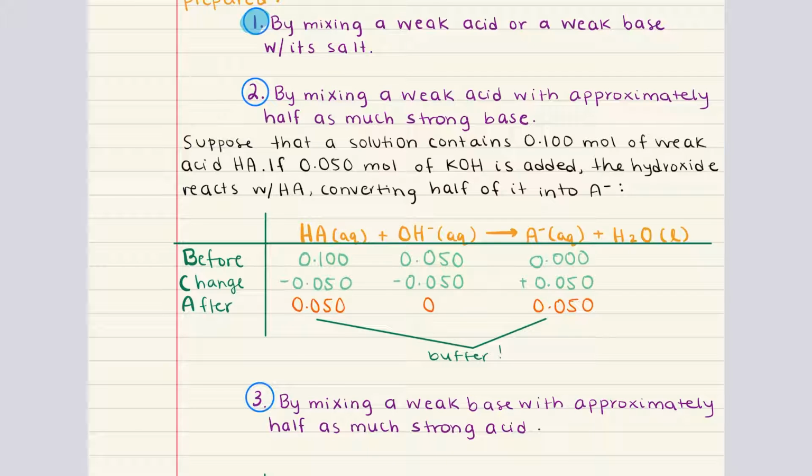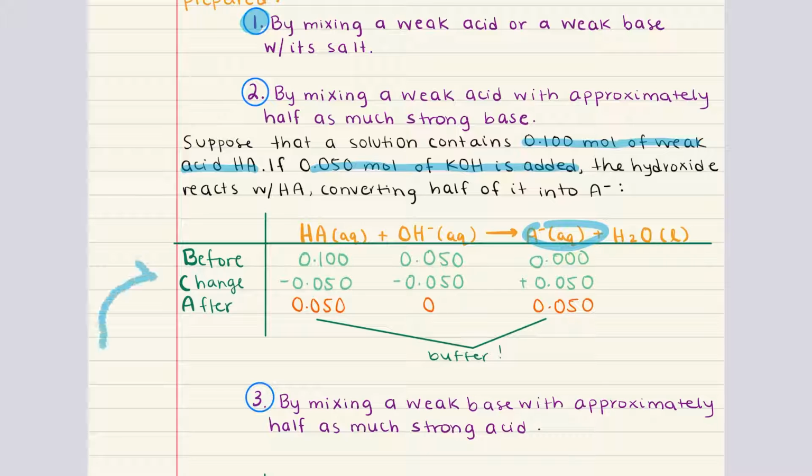Keeping that in mind, let's take a solution that initially contains 0.1 moles of a weak acid. And to this solution, we're going to add 0.05 moles of potassium hydroxide. The hydroxide ions from potassium hydroxide are going to react with half of the weak acid to produce the conjugate base. And this is going to result in equal concentrations of both the weak acid and its conjugate base, and this mixture forms a buffer.